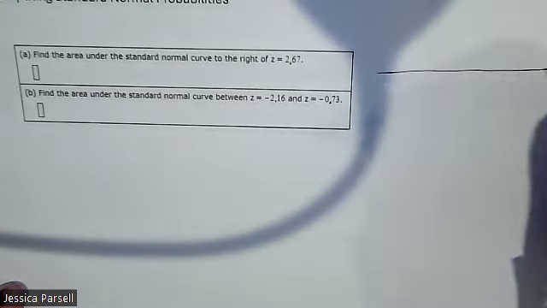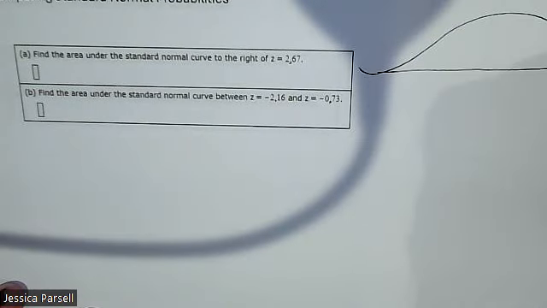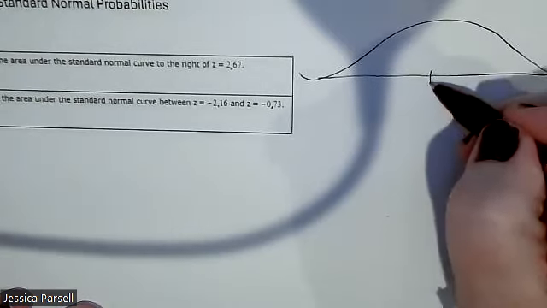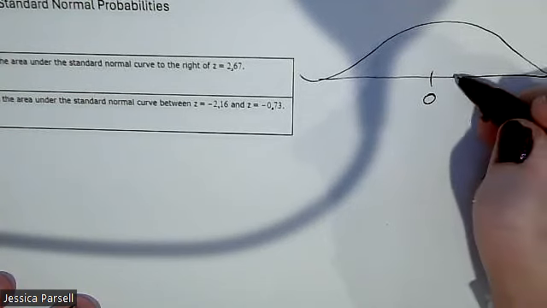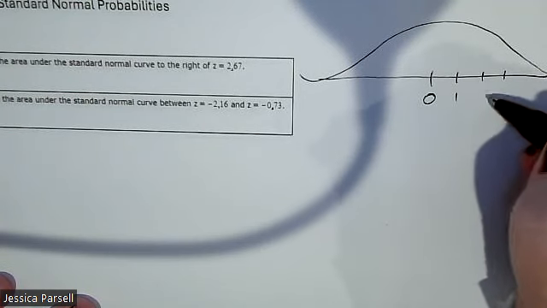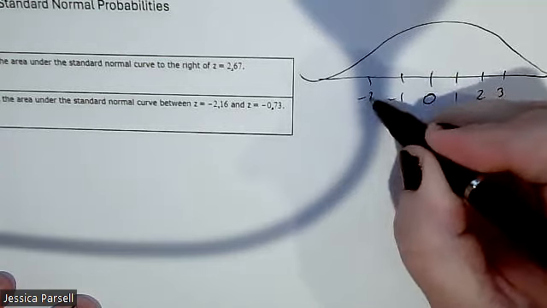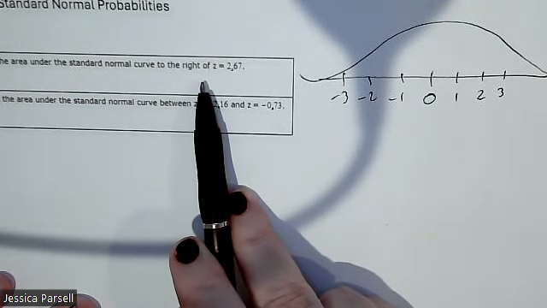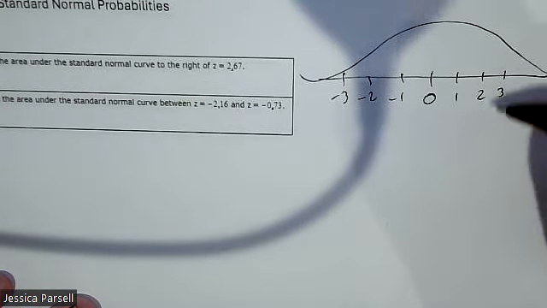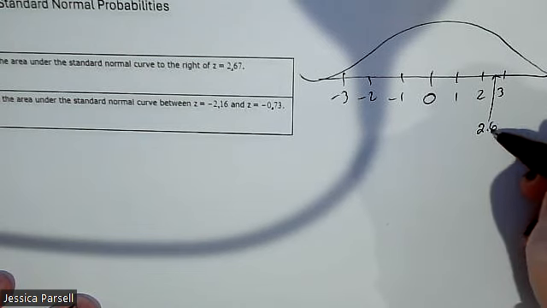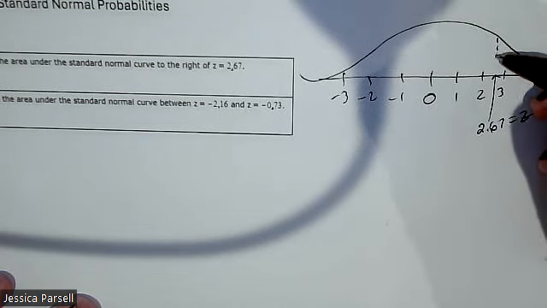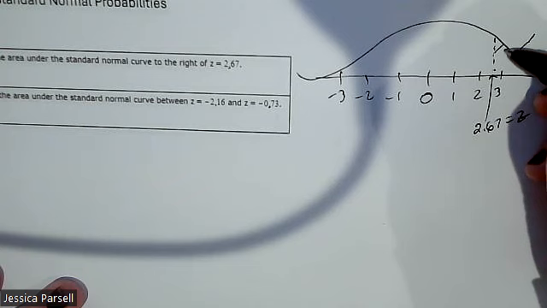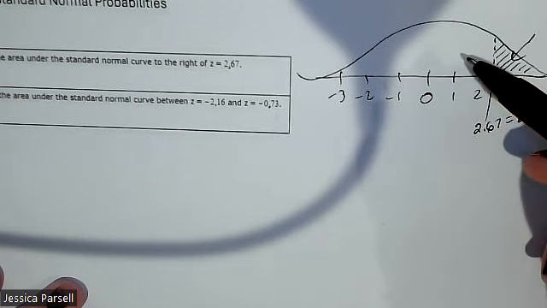So first thing you should do, if you're a visual learner like I am, I draw a little normal curve, right? And I know when it says standard normal curve that I have my mean at 0 in the center. And then I know that my deviation is always 1. So 1, 2, 3. All right, so let's mark our territory. Find the area under the standard normal curve to the right of z equals 2.67. So let's find where 2.67 is. Okay, so we'll draw a little line there. And they're asking you to find the piece that is right here. Okay, so that's the shaded area here. Okay, so to the right of 2.67.